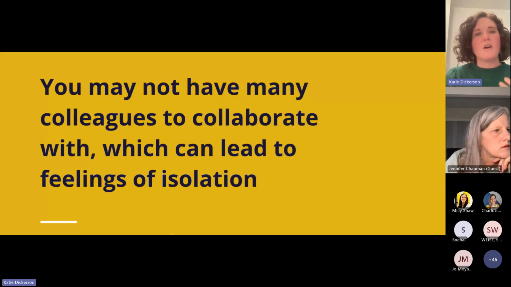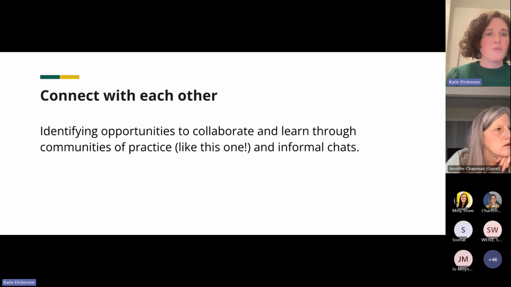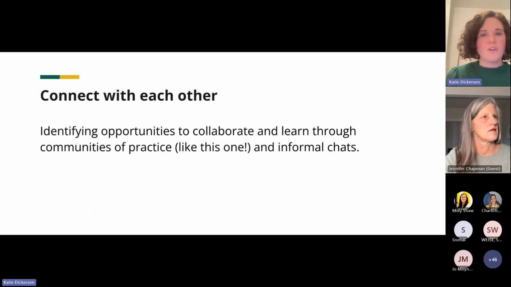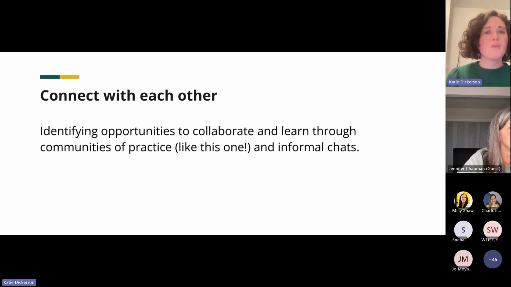So coming back to this thing around not having many colleagues to collaborate with, it's really important that we connect with each other. So identifying opportunities to collaborate and learn through communities of practice like this one, and informal chats. I really wish I'd been able to do more with the third sector design community of practice. I really wanted to build it up into something big. And because I ended up leaving my role and changing jobs, I wasn't able to really do that. But I really wanted to build those connections because there does seem to be a real need for it.